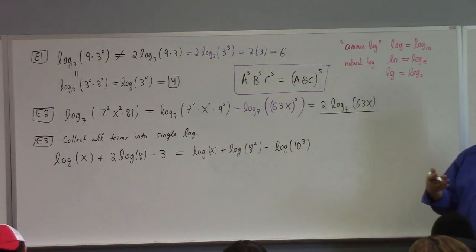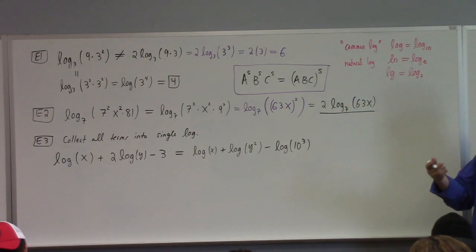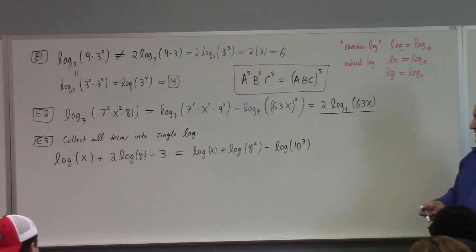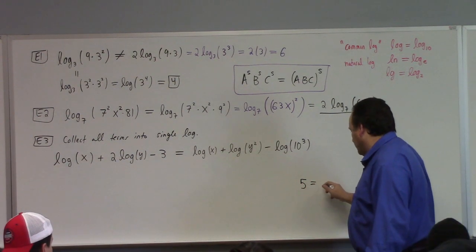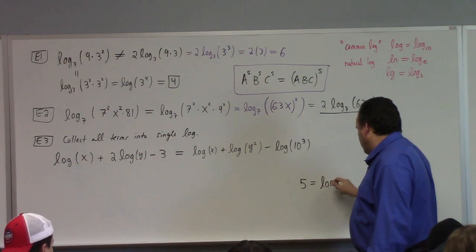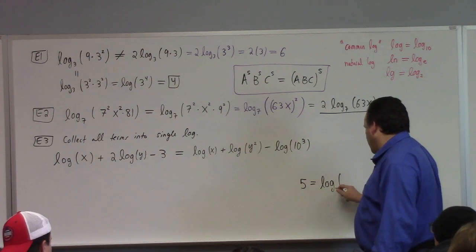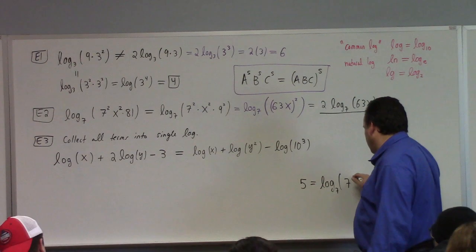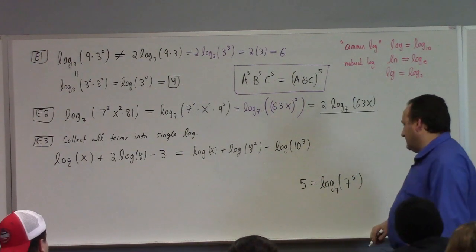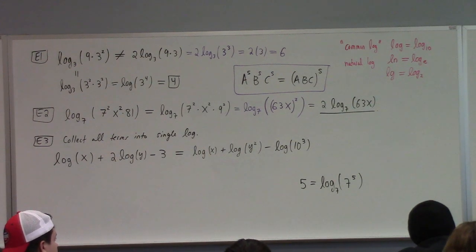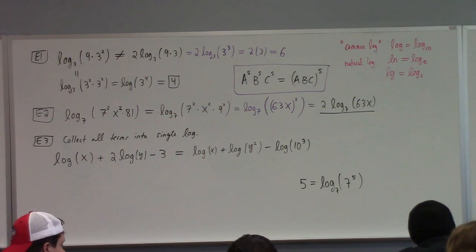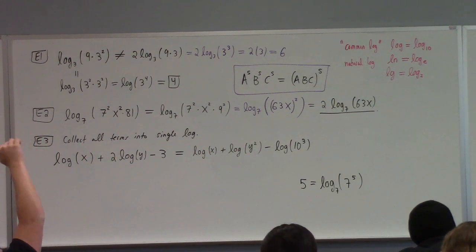See, I can take any number and convert it into a logarithm. Check this out. If I wanted to convert 5 into a log base 7, here's how I do it. 5 is log base 7 of 7 to the 5. There you go. I just rewrote 5 as a log base 7 of a particular number. This game you can play.